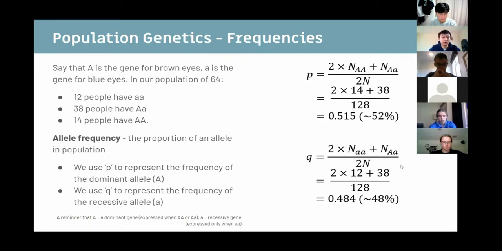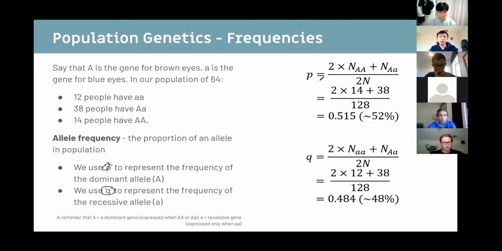And you can also have allele frequency. Don't get scared by the equation too much. It will make sense, hopefully. Allele frequency just refers to the proportion of an allele in the population against the total number of alleles. The frequency of the dominant allele, which is big A in this case, we represent using P. And for the recessive allele, we use Q.